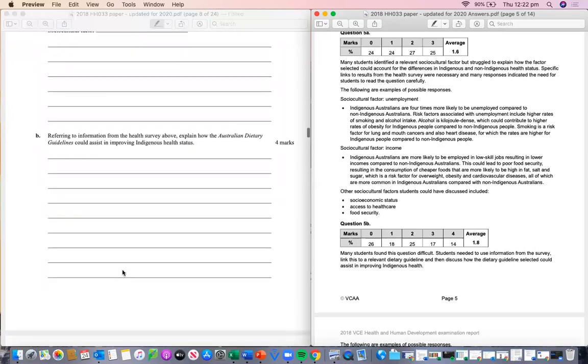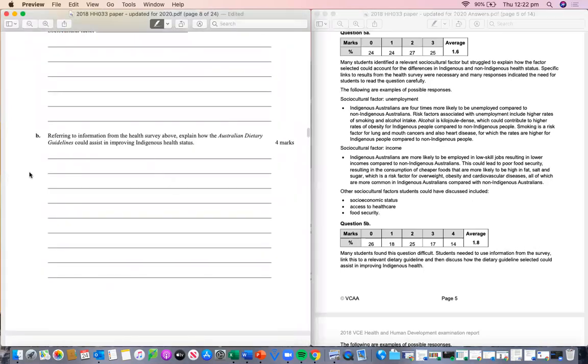Question 5B. Referring to the information from the health survey above, explain how the Australian dietary guidelines could assist in improving Indigenous health status. Sorry for those who have OCD. Now, obviously, you're going to be referring to the survey above. No brainer there. But they're the key things here.